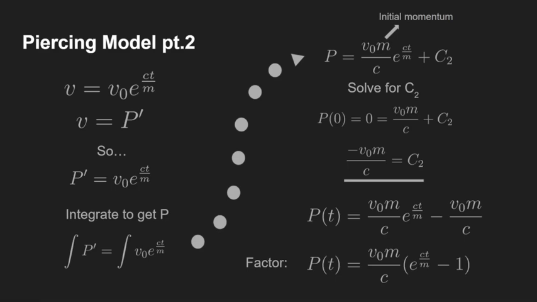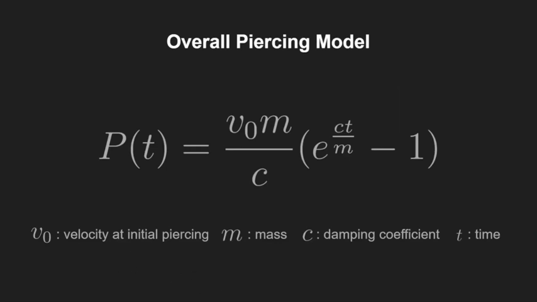Integrating p prime, we found that p is equal to v initial m over c, e to the ct over m plus a constant. Immediately we notice that our initial momentum is equal to v initial times mass. To solve for our constant, we use our initial condition that our pierce distance is 0 at time 0, which gave us a constant of negative v initial m over c. Summing this back into our model, we found that our final model for piercing distance was v initial m over c times the value e to the ct over m minus 1.